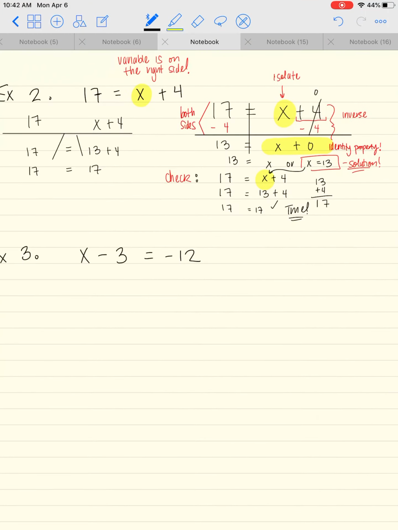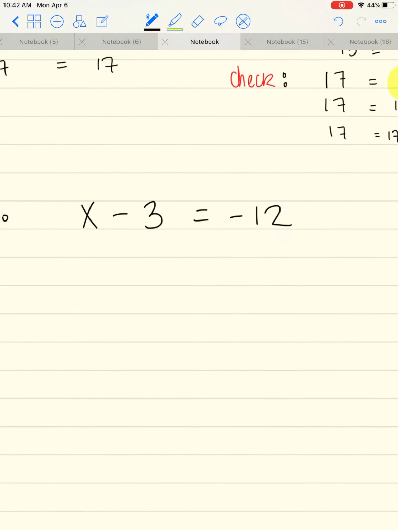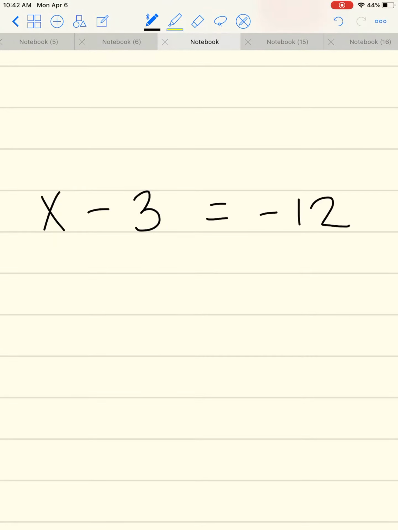Okay, now that we have that, let's take a look at another example that's just a little bit different, and let's look at the differences from example 1 to example 2 to example 3. Now we have x minus 3 is equal to negative 12. Look at the differences that we have.